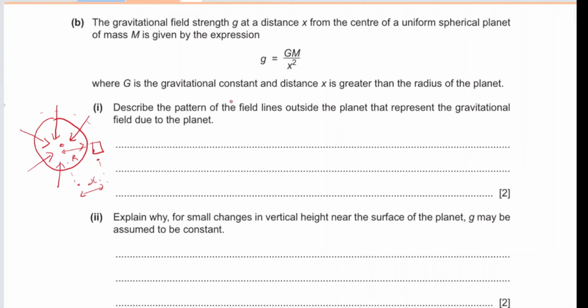And there's a word for this, and they are radial. Radial just means that they are acting in a circular form and they are going directly towards the center. So radial and towards the center of the planet. Okay, so you can just write that.